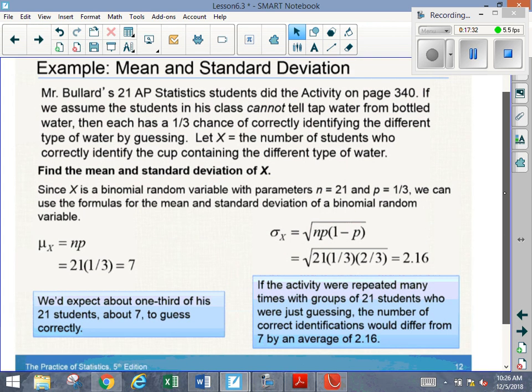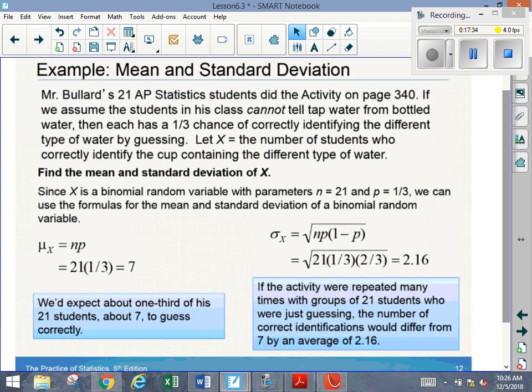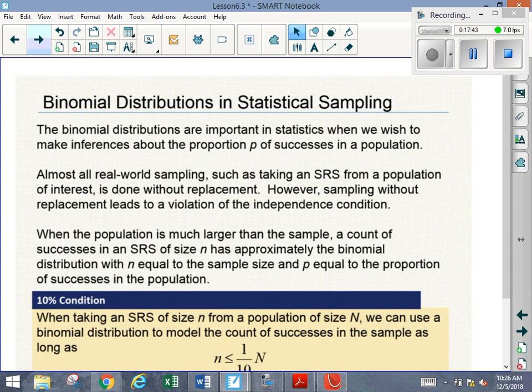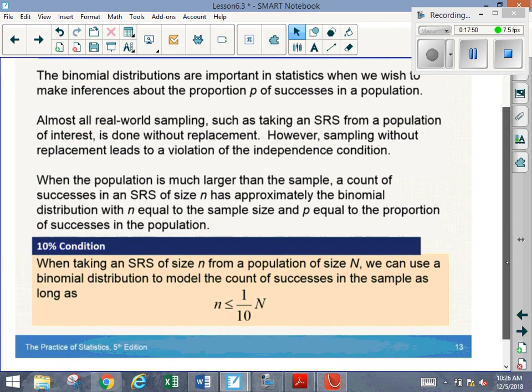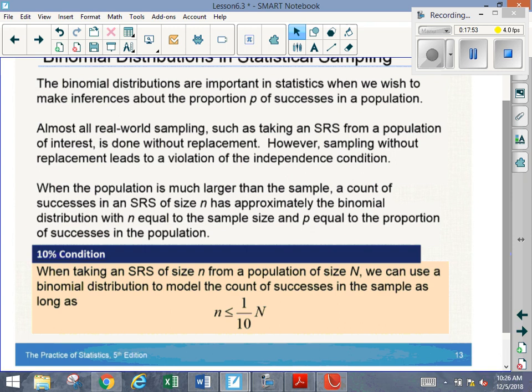So there's an example of calculating mean and standard deviation. We'll do examples when we go through the example portion. It's really not hard. This is going to come up later, so you don't have to worry about it too much now. This 10% condition is, do you want it or not? Honestly, you're not going to do this.